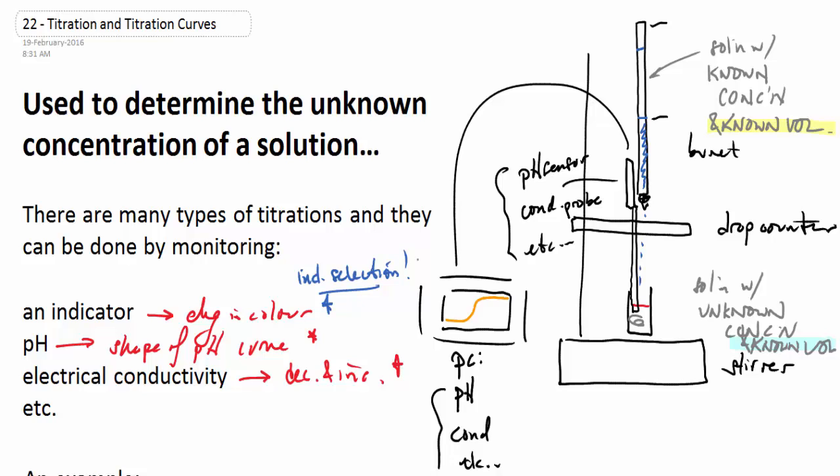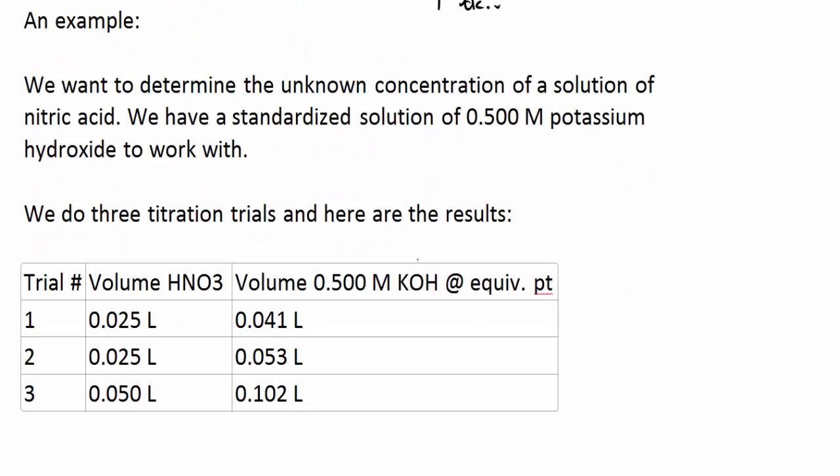If you are using an indicator, we will need to be judicious with indicator selection. So here's an example. We want to determine the unknown concentration of this strong acid, nitric acid, using a standardized 0.5 molar solution of potassium hydroxide, which is a strong base. So we do 3 titration trials. You should do at least 3, and here are the results.